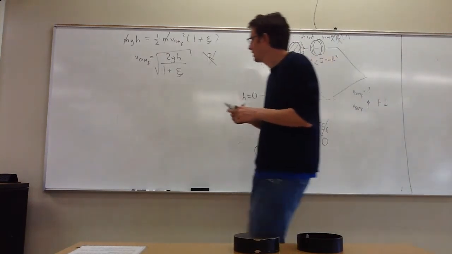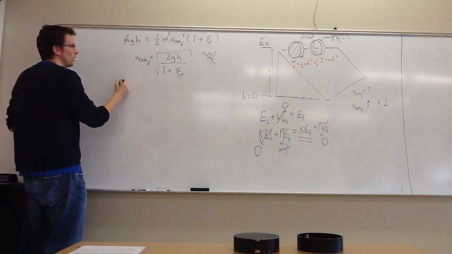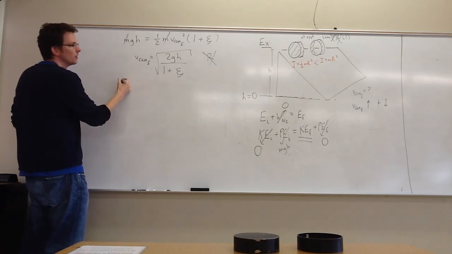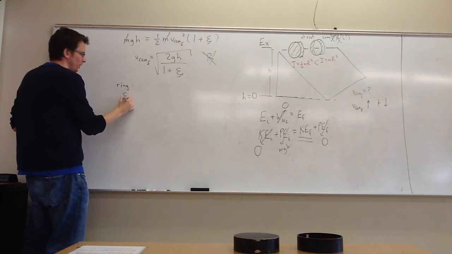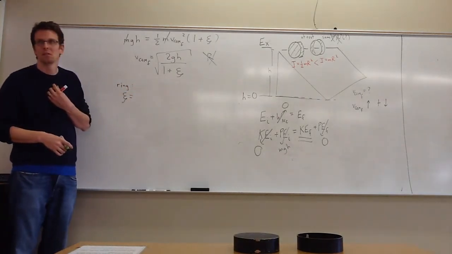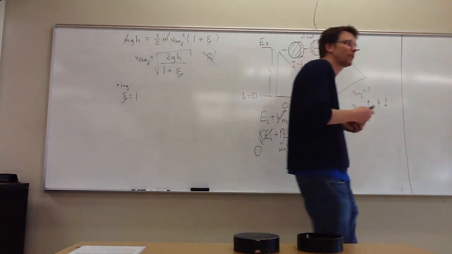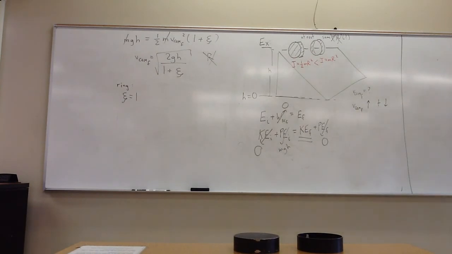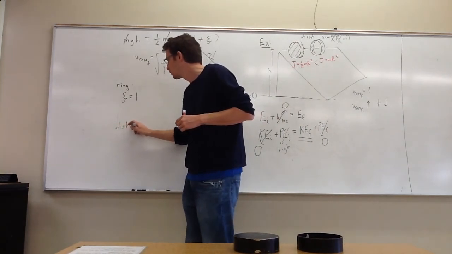So let's go ahead and plug in. Let's do the ring first. What's a squiggle for the ring? 1/2? For the ring? 1, right? If the rotational inertia is squiggle mr squared, here it's just mr squared. So squiggle is 1. For the disk it's 1/2. Exactly.